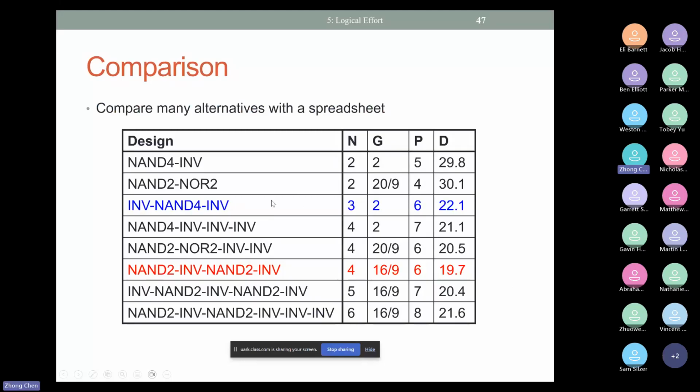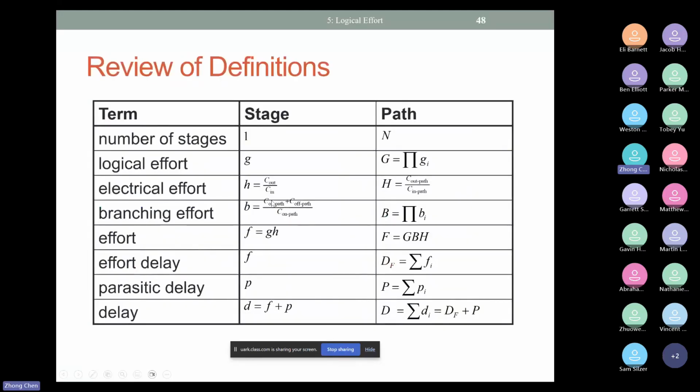Okay, so you see, this is kind of the summary for the definition of the stage effort and the path effort. If you only have one stage, everything will be lowercase. You have the logical effort, you have the electrical effort, the branching effort as well, which is a small b, and you have the total path effort F, which is G times H. So effort delay and parasitic delay. The total delay will be the effort delay plus the parasitic delay.